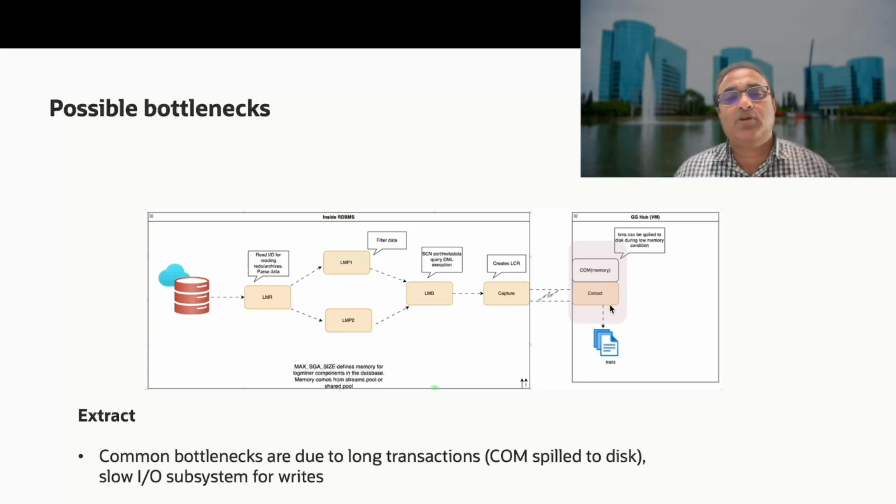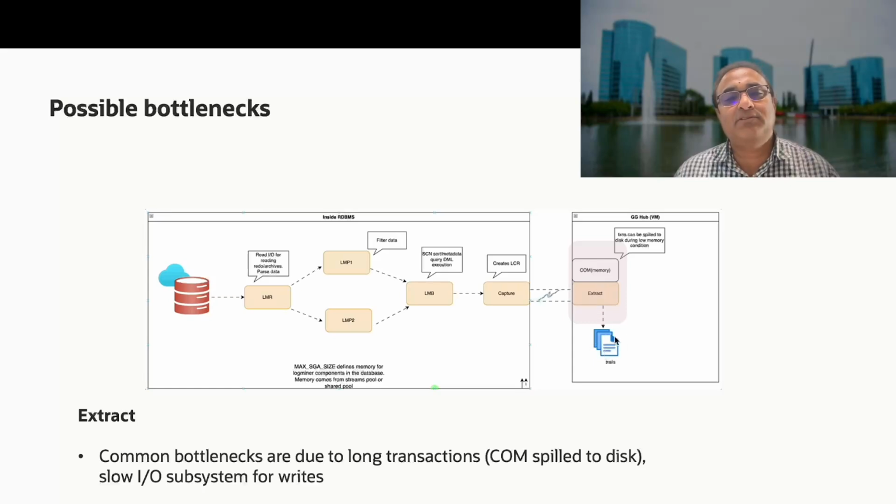What other bottleneck might you see with the extract process? The second one is, let's say the extract process is writing data into the trail, right? Let's say these trail files are on a slow IO subsystem. In that case, you will see the extract is spending most of its time trying to write data into those trails because the IO subsystem is slow.